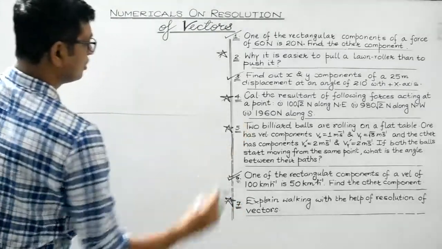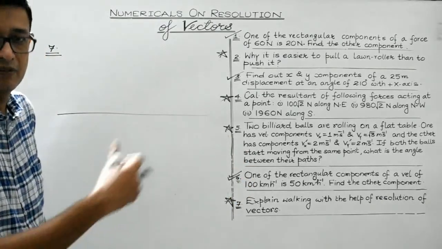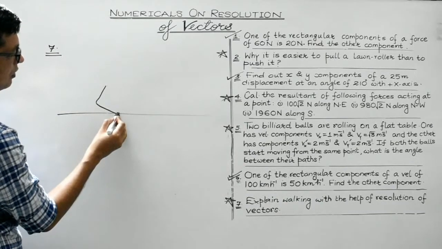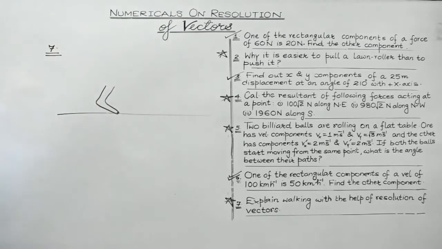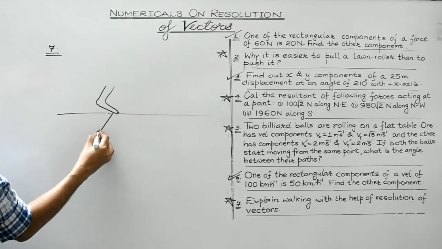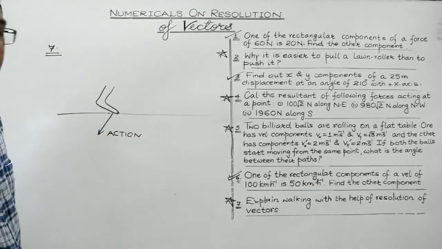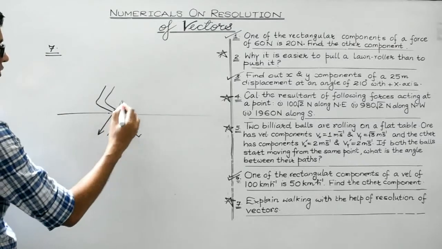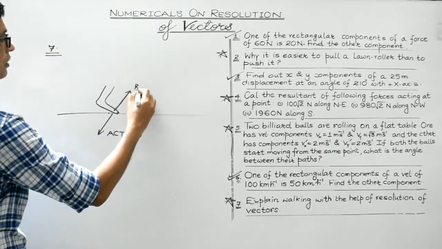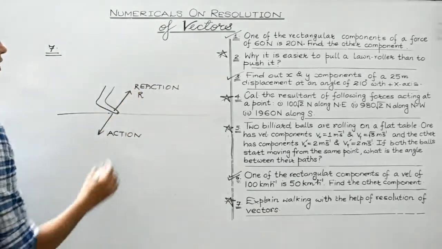Okay, this is the ground, suppose. As I told you, while walking, we push the ground in the backward direction, making an angle theta, suppose. This is the foot. So we exert a force in the backward direction, like this. This is, suppose, action. It's always in the inclined direction. So the ground will exert a force in the opposite direction. This is the reaction force. It may be considered by R.